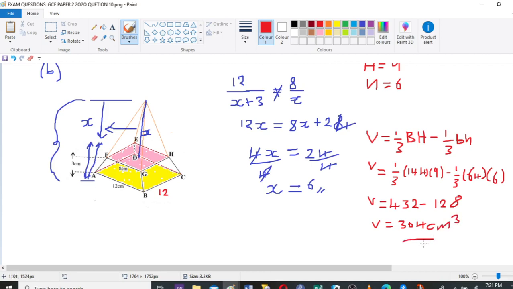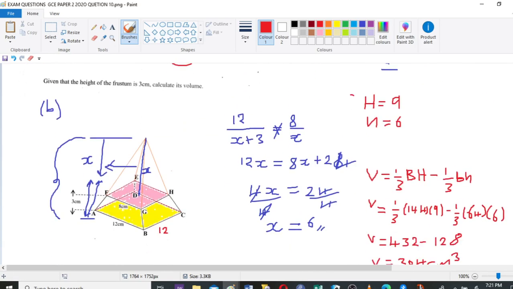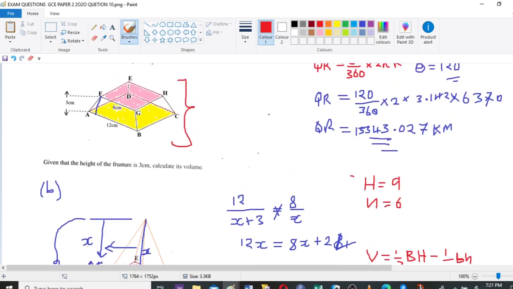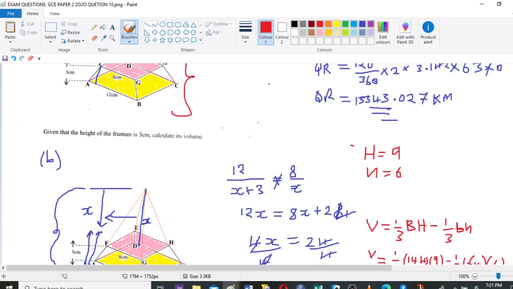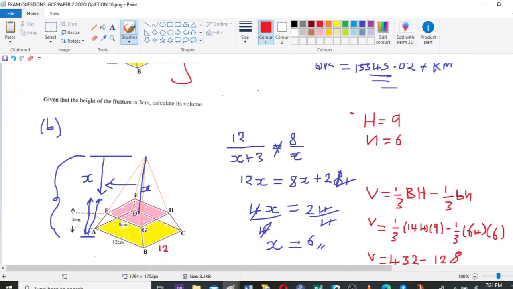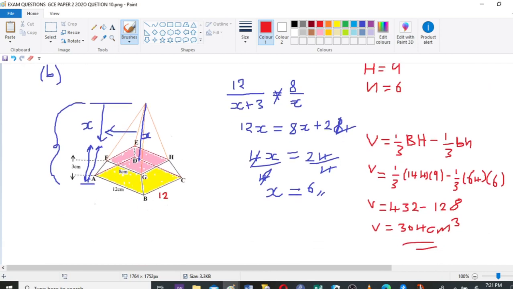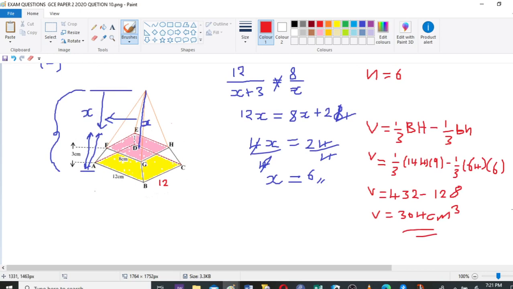All right, so this is the volume for the frustum, the way it is, because we have subtracted the smaller one, that is the volume for the frustum on top, from the larger one, that is the whole thing, the volume for the complete pyramid, and we get 304 centimeters cubed as our volume for the frustum which we are looking for.